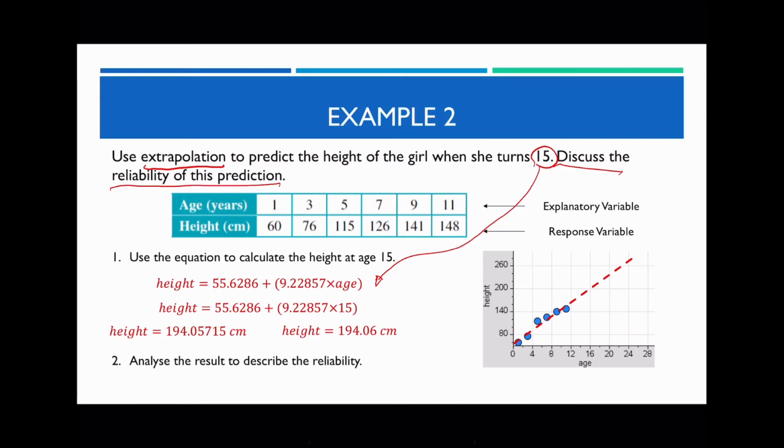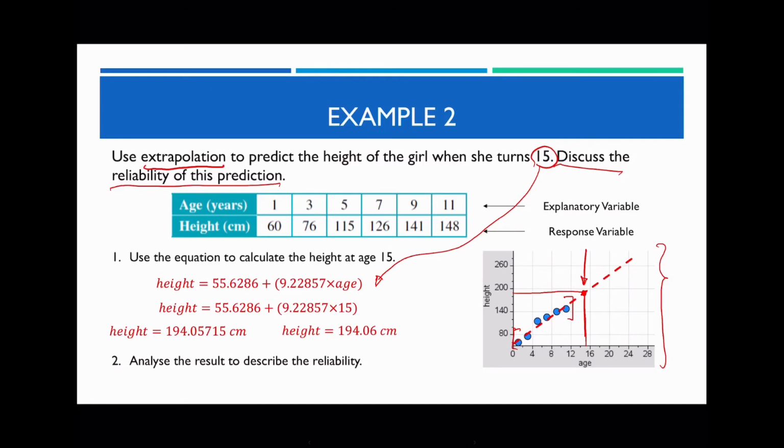Now the question wants us to also analyze the result to describe the reliability. To answer that, we need to refer back to the actual scatter plot. So this is the scatter plot for this particular set of data. As you can see, this is the range of the data set, and this does follow a linear trend. Now, one of the limitations with extrapolation is that if you're trying to figure out the height when she's 15, so let's say that's over here, you're assuming that she is going to be this tall when she is 15 years of age.